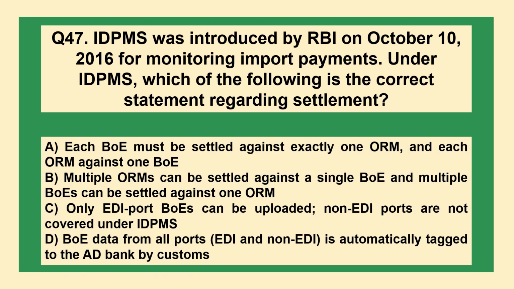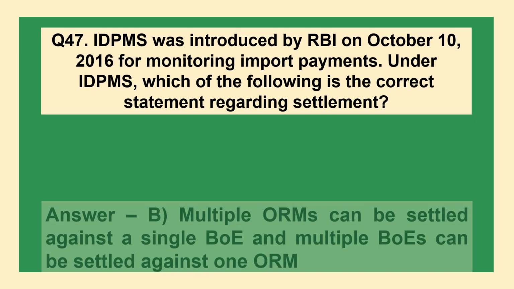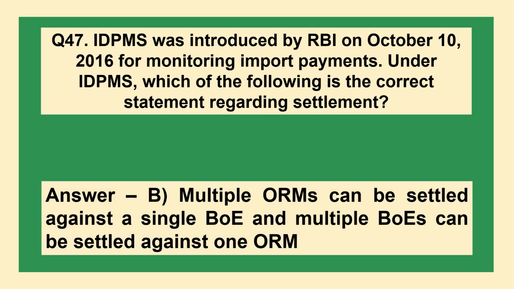IDPMS was introduced by RBI on October 10, 2016 for monitoring import payments. Under IDPMS, which of the following is the correct statement regarding settlement? A. Each BOE must be settled against exactly one ORM and each ORM against one BOE. B. Multiple ORMs can be settled against a single BOE and multiple BOEs can be settled against one ORM. C. Only EDI port BOEs can be uploaded. No, non-EDI ports are not covered under IDPMS. D. BOE data from all ports, EDI and non-EDI, is automatically tagged to the AD bank by customs. The answer is option B. Multiple ORMs can be settled against a single BOE and multiple BOEs can be settled against one ORM.